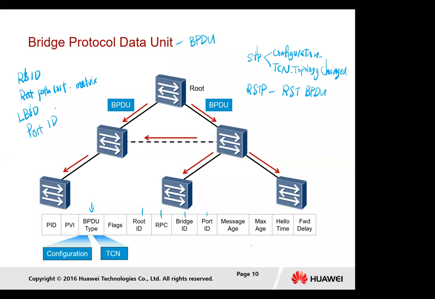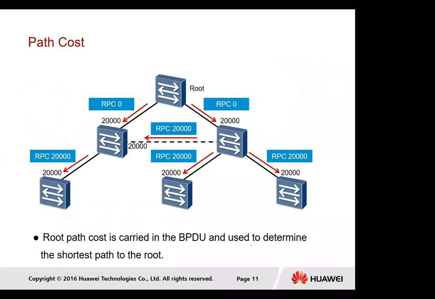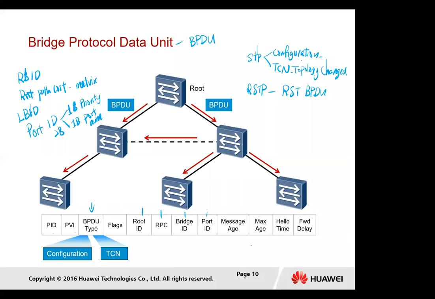The port ID is very similar to the bridge ID. It is also divided into 2 portions, but in total it has only 2 bytes: 1 byte for priority and 1 byte for the port number. Okay, that is the port ID information. Later we're going to cover this in the sequence.